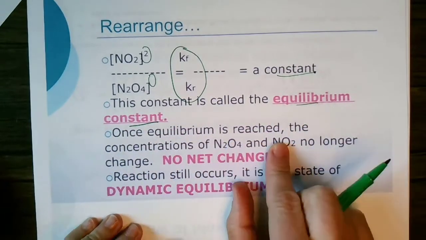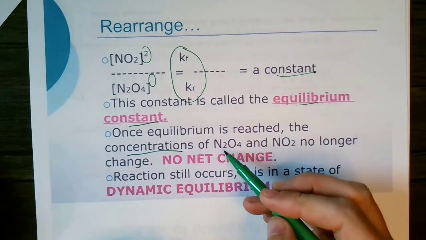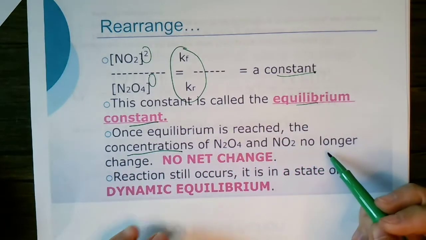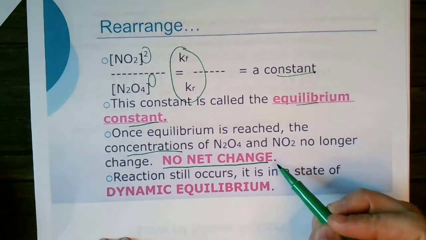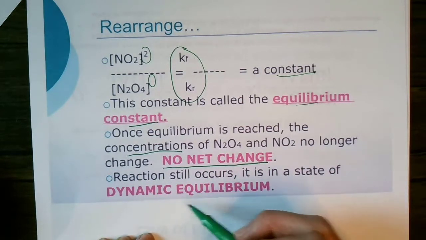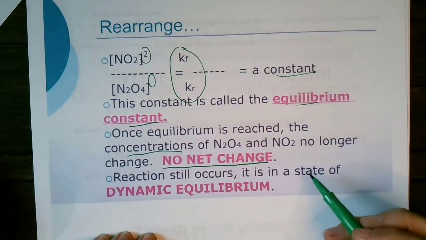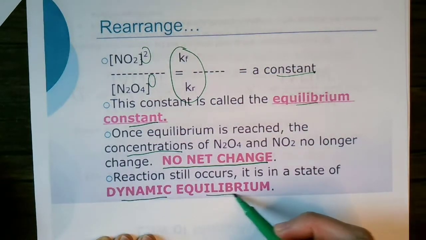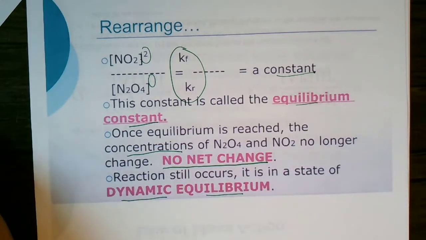Once that equilibrium is reached, the concentrations of our products and our reactants no longer change. There is no net change. The reaction still occurs. A and B are still reacting to form C and D, and C and D are still reacting to form A and B. The reaction still occurs, but it's in a state of dynamic equilibrium. No more changing in the concentrations.